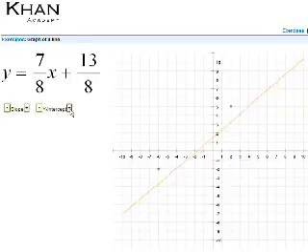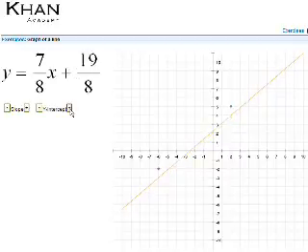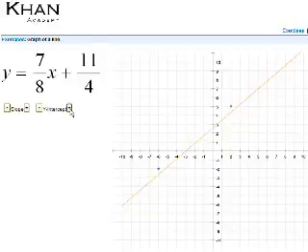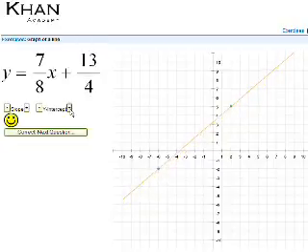Let's move this line up, and you do that just by changing the y-intercept. You can see shifting the y-intercept up just shifts the line straight up. It doesn't change the inclination of the line. The slope changes the inclination of the line. Oh, there we go. The equation of this line is 7/8 x plus 13/4.